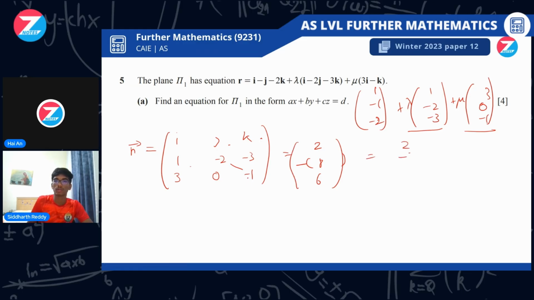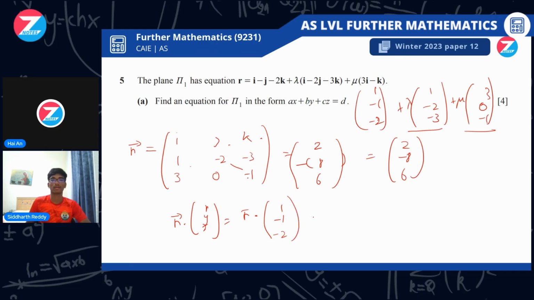So this is going to be 2, minus 8, 6. So that's the normal vector. So normal vector dot xyz is equal to normal vector dot any point of the plane. So let's take any point of the plane, which is (1, minus 1, minus 2). Okay, so substitute what we found for the normal vector. We got (2, minus 8, 6) dot xyz is equal to (2, minus 8, 6) dot (1, minus 1, minus 2).